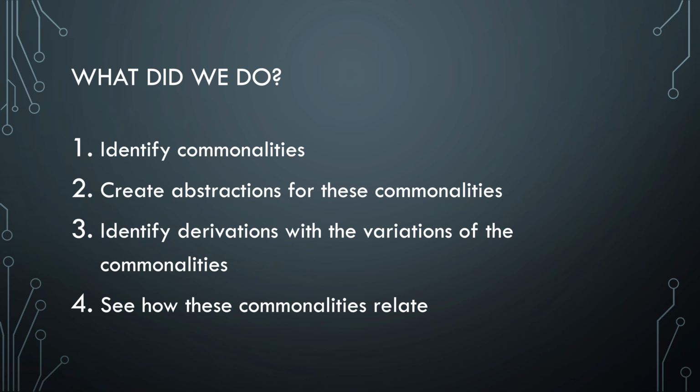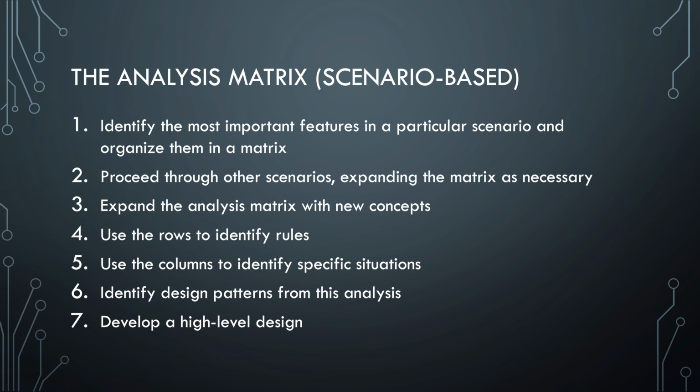So how do you design software that can handle this? This is where the analysis matrix excels. While the CVA focuses on identifying abstractions, the analysis matrix uses scenarios to identify the most important features. You proceed through each of the scenarios and create a matrix. The rows are rules and the columns refer to specific situations. You can then identify design patterns from this analysis and create a high-level design.